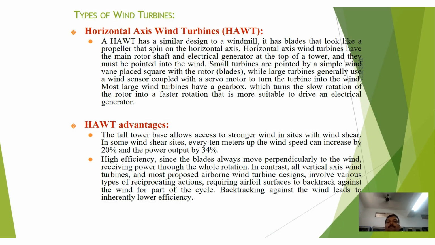The wind speed can increase by 20% and the power output by 34%. When the speed increases by 20%, the power is almost increased by 34%. It has high efficiency since the blades always move perpendicular to the wind. Why? Because in vertical axis, the gearbox and generators are placed on the surface. In horizontal axis, the blades are perpendicular to the wind so that it receives power through the whole rotation.